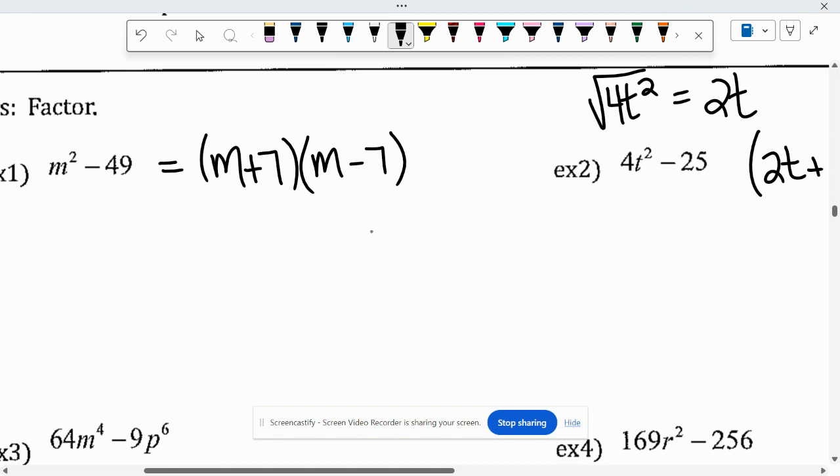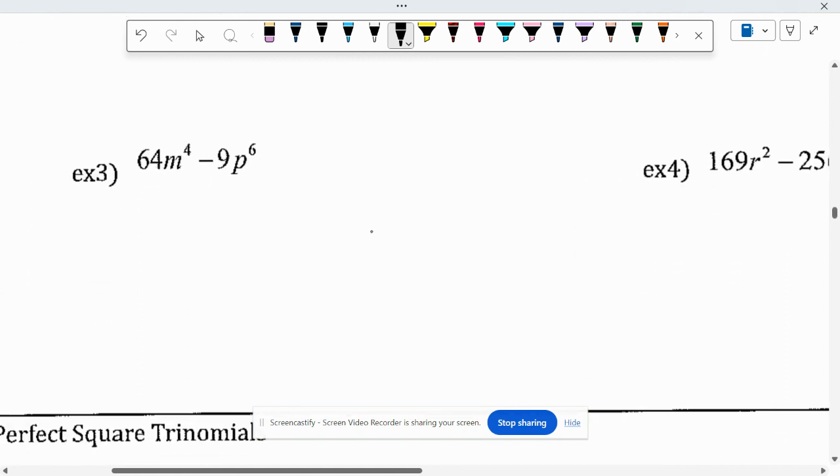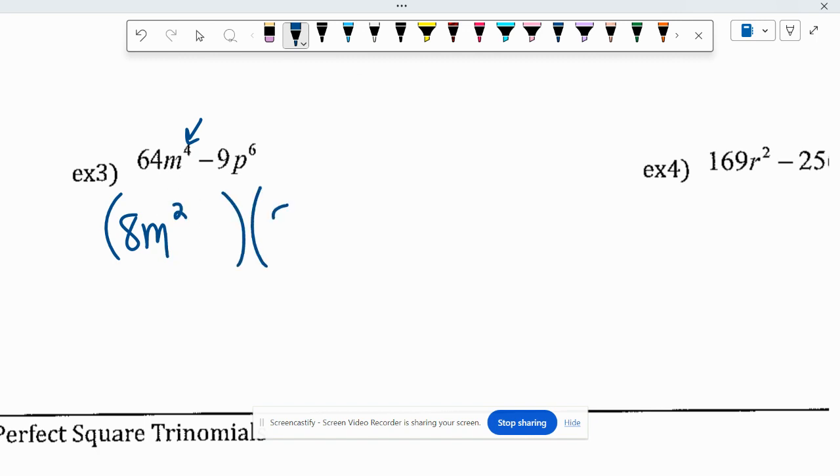Let's look at number 3. What's the square root of 64? 8. What's the square root of m squared? Sorry, m to the fourth. M to the second. Yeah, you just divide it by 2. Okay, so 8m squared is the first term for both. I'm going to do a plus on one, a minus on the other. What's the square root of 9? What's the square root of p to the 6th? P cubed. You're right. You just divide it in half. 3p cubed. It's exactly correct. 8m squared plus 3p cubed, 8m squared minus 3p cubed.